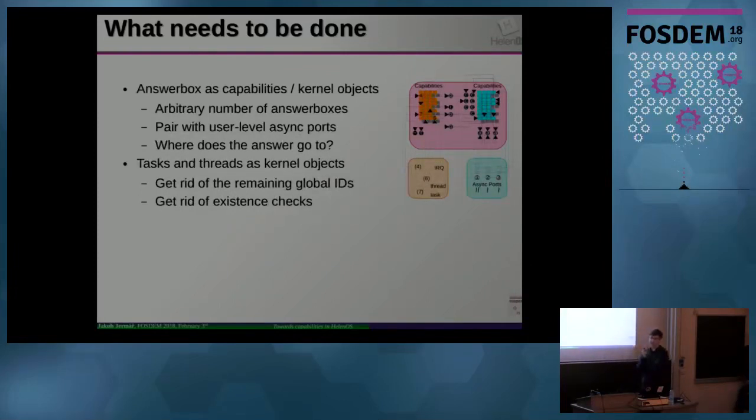And even if we do this, there will still be 2 more objects that use global IDs in HelenOS, and that's threads and task IDs. Currently, these objects have global identifiers, and whenever an API works with threads or tasks, it needs to pass the identifier, and the kernel needs to look up and make sure that such an object exists. This won't be necessary if we also make it possible to refer to these objects via capabilities.